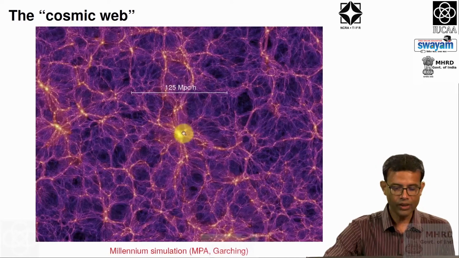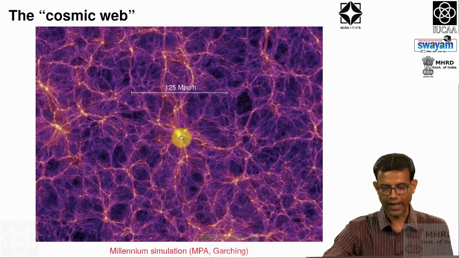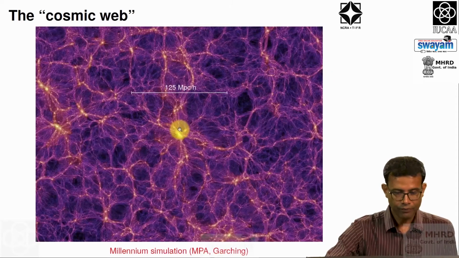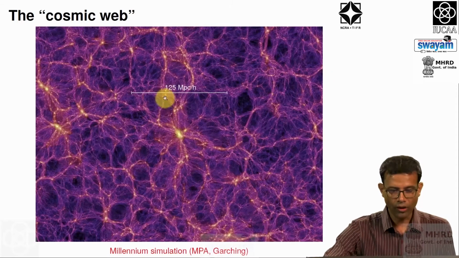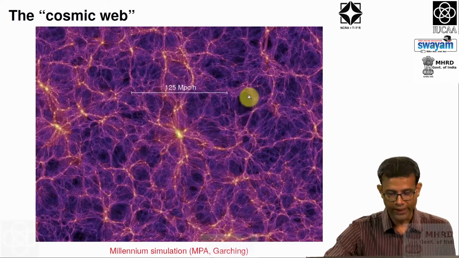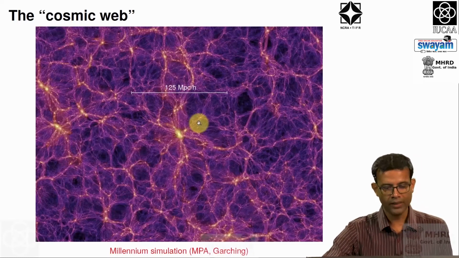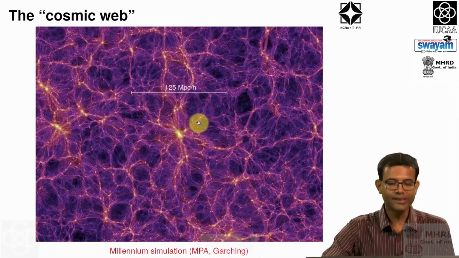There are regions which are highly dense. These are probably the places where the galaxies will form, and they are joined by all these filaments. Between these filaments you have these voids, these black regions. So, there are filaments and voids and there are sheets and so on.